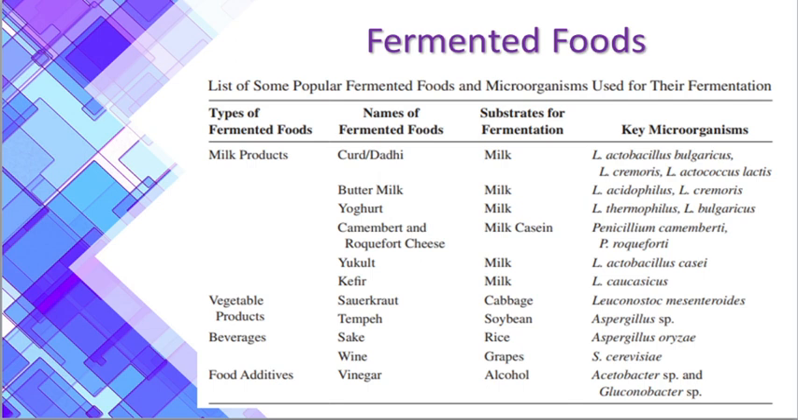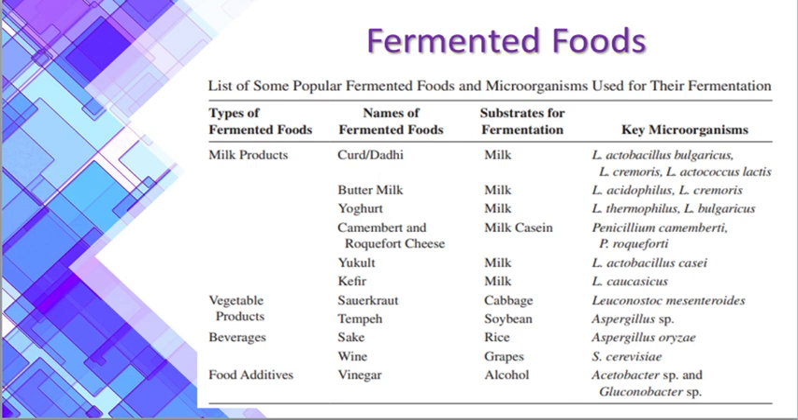Next is beverage based fermentation food. There are two beverage based fermentation food. First is sake and next is wine. For sake fermentation, the substrate used is rice. Okay, and the fermenting microorganism is Aspergillus oryzae. Next, for wine, the substrate used is grapes, and the microorganism responsible for fermentation is Saccharomyces cerevisiae. Okay, next we are going to see vinegar.